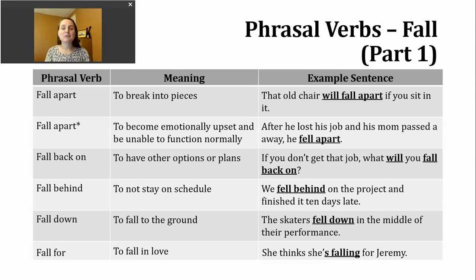The next phrasal verb we're going to look at is to fall back on. It means to have other options or plans. Here's an example sentence. If you don't get that job, what will you fall back on? So again, we're thinking getting this job is our option number one or our main plan, and someone is asking, what is your backup? What is the second option or plan? And maybe you need 3 or 4.